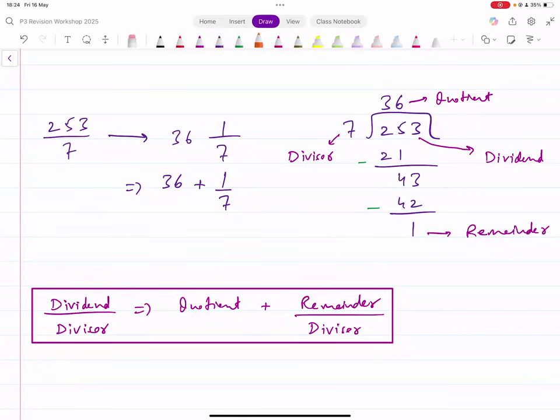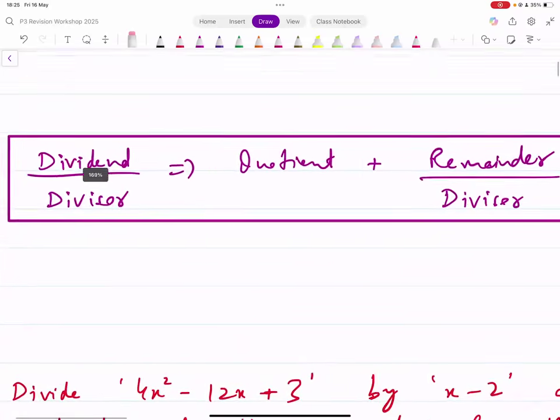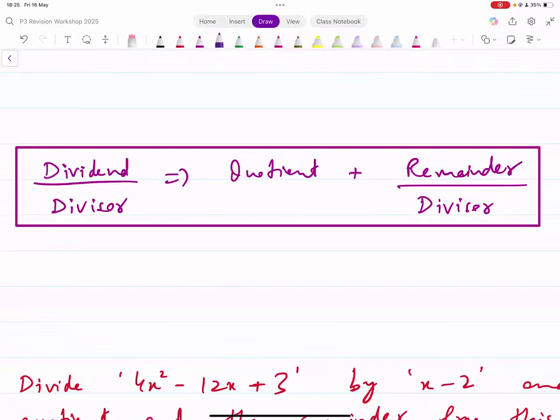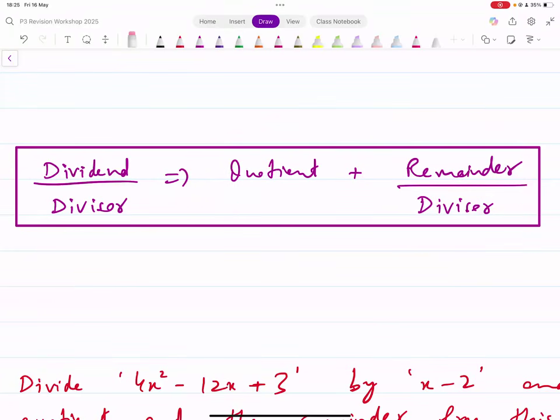What are these terminologies? First of all, this number that is being divided by something else, that's called the dividend. This number that you're dividing by, that's the divisor. What you have left at the end, that's the remainder. And this number on top, that's the quotient, right? There's a relation that we've got between these four numbers or four expressions, and that's like this: dividend over divisor can be written as quotient plus remainder over divisor. You need to memorize this. We will need to use this later on as well. Quotient plus remainder over divisor.